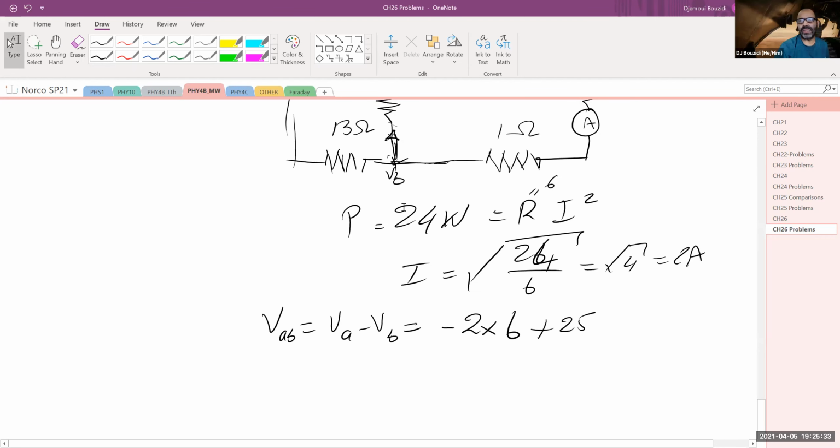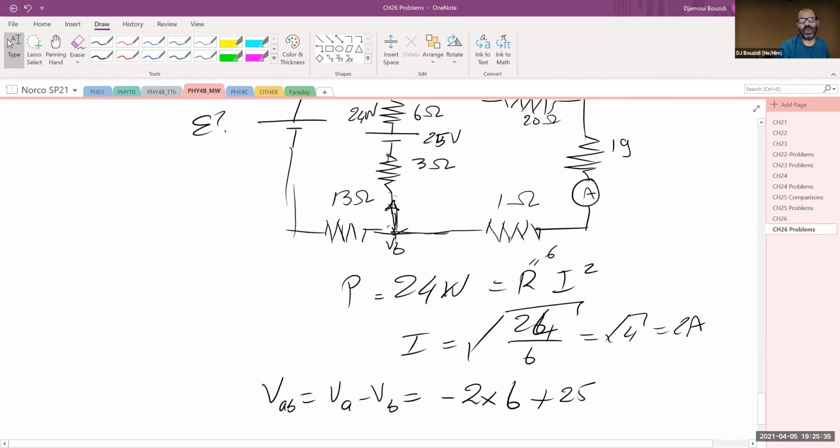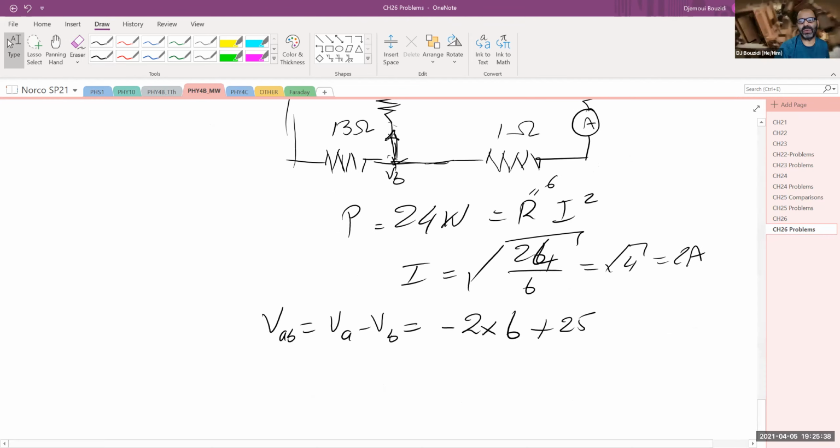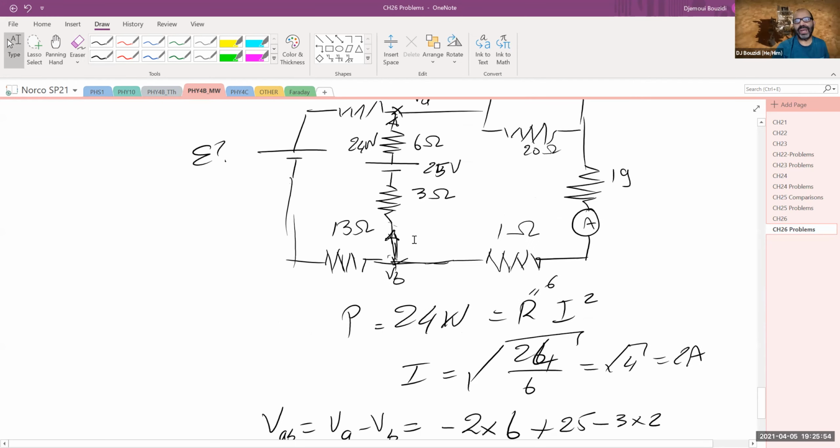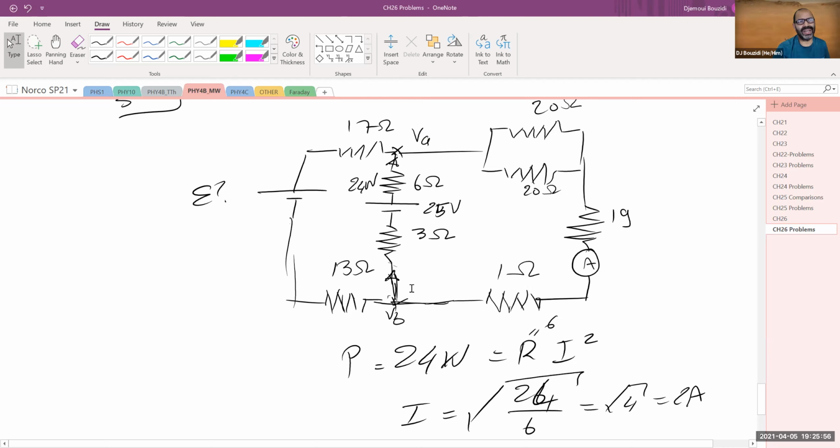And then I'm going against the current again in here, so I'm actually rising. So I'm dropping by a negative number, negative 3 times 2. So in here, you have 2 times 6, which is 12, and 2 times 3, that's 6. So it's negative 18 plus 25, and the answer is 7 volts. So there is a 7 volt drop between A and B. So A is actually higher than B in this case.